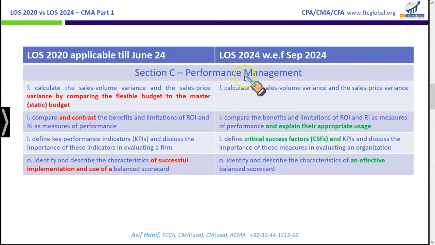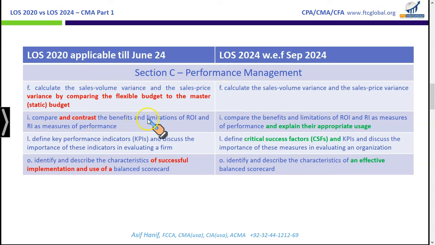Next, in Section C, performance management, they have removed this variance part, calculate the sales volume variance and the sales price variance by comparing the flexible budget to the master or the static budget. They have simply removed this part, calculate the sales volume variance and the sales price variance, which effectively is the same. I don't think there is a change. It's basically the same. Price variance and volume variance, it is a comparison between the flexible and the static budget. So more or less it's the same.